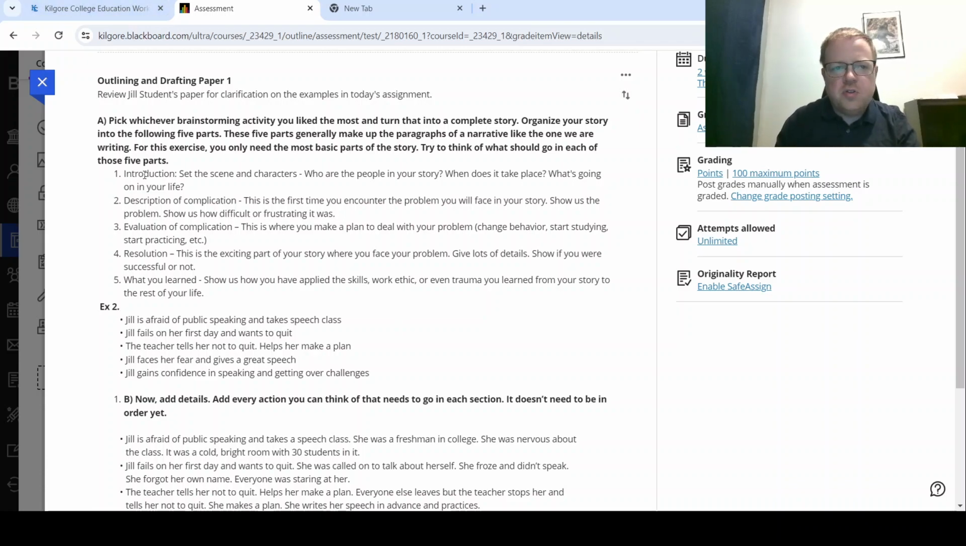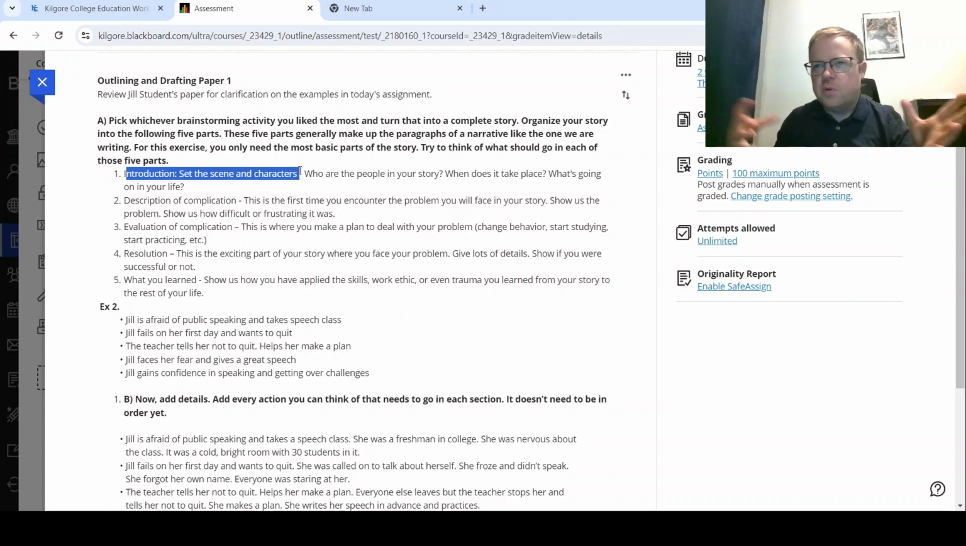First, you'll have an introduction, and this is where you set up the scene and the characters in your story. So, who does this involve? When did this happen? How old were you? What grade were you in? What was the setting like? And then tell us a little bit about the problem. Did you struggle with reading at this time, or something like that?